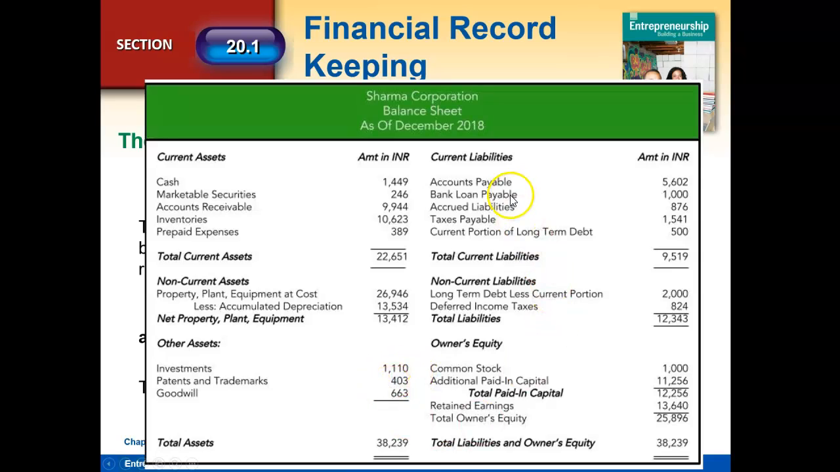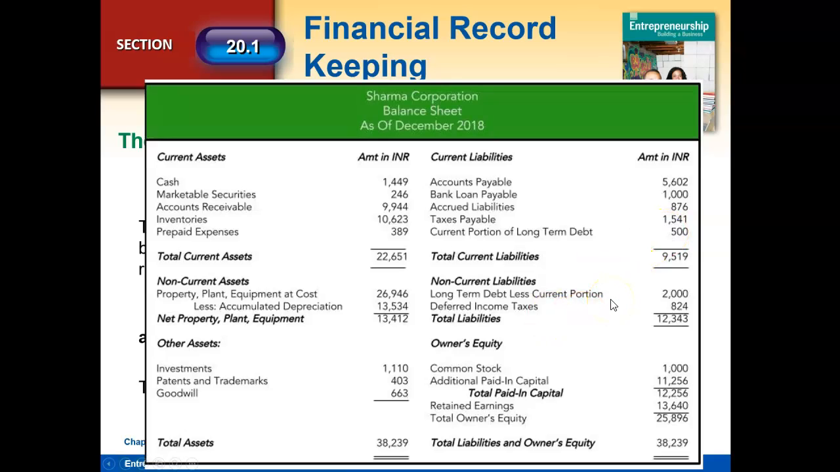We're going to skip over to current liabilities. Accounts payable is money we owe, usually to suppliers. Bank loan payable is exactly what it sounds like. It's the amount we owe to the bank this year. And then our accrued liabilities can be from various sources. Taxes payable is taxes we owe this year. And then the current portion of long-term debt. We might have long-term debt to a prior owner or someone we have a contract with, and we move a portion of the long-term debt into the current portion.